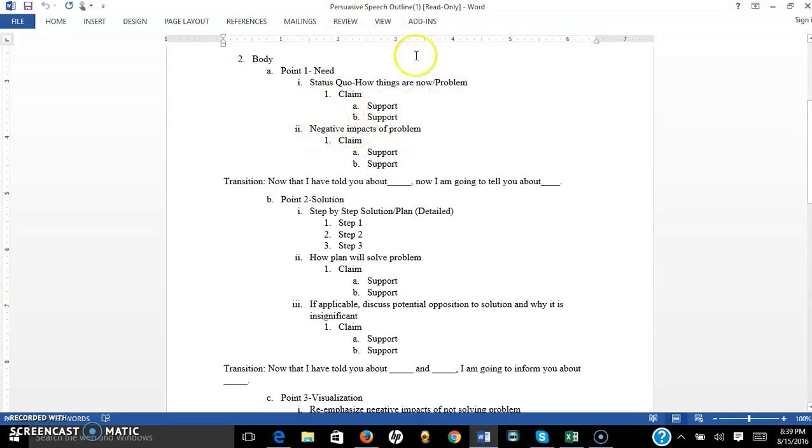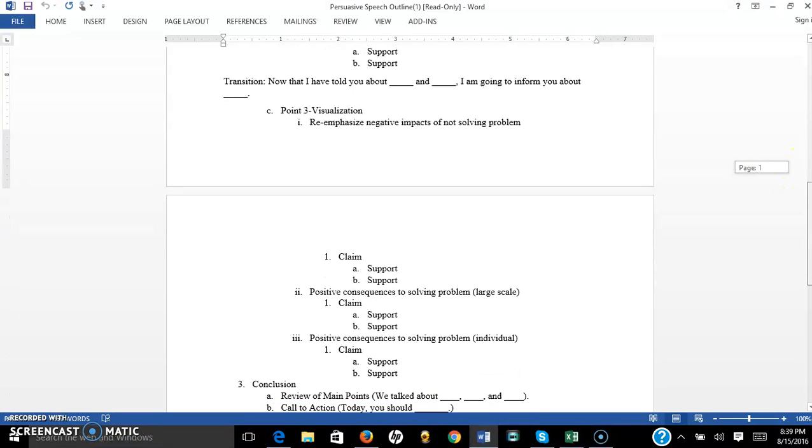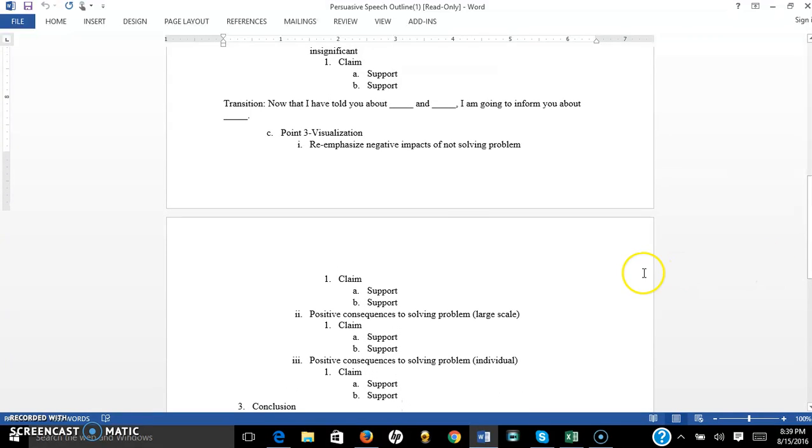So first we talk about the need for the problem. Next we talk about the solution. Third, we help your audience visualize a world where your problem no longer exists.